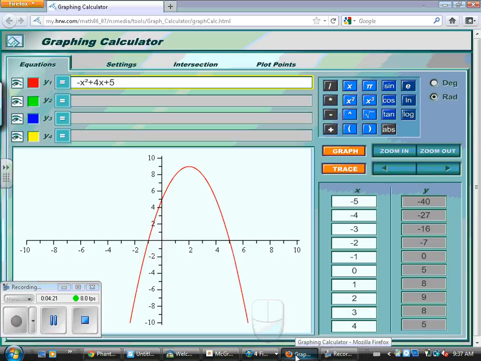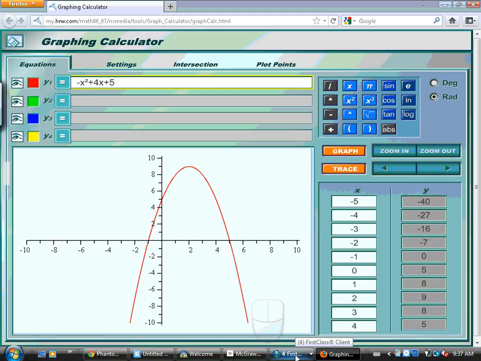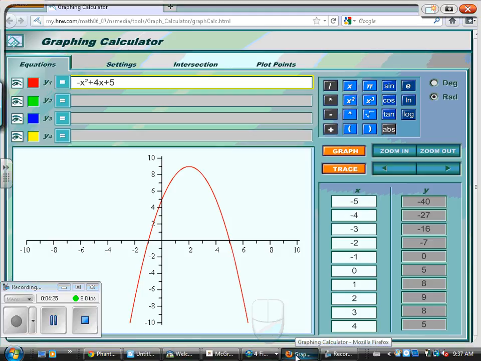Well, the symmetry is that the line x equals 2 is the axis of symmetry, and on either side of the line you have half of the graph and they're mirror images of each other. Okay, it does have a maximum value. That maximum value is 9. And the minimum, there's no minimum. It'll keep going down forever.